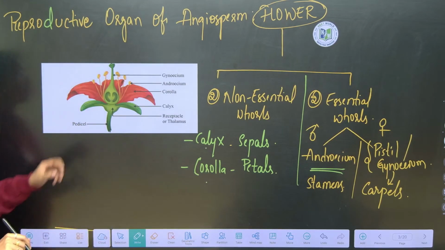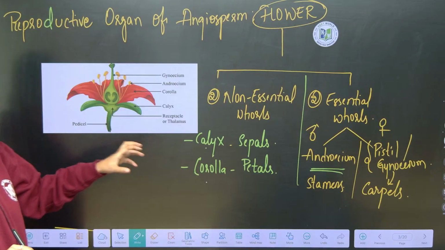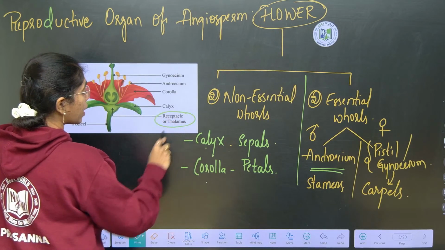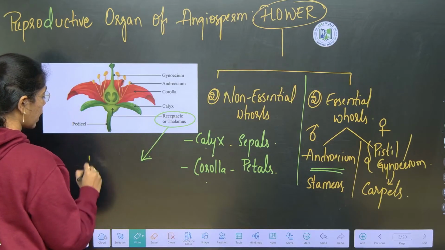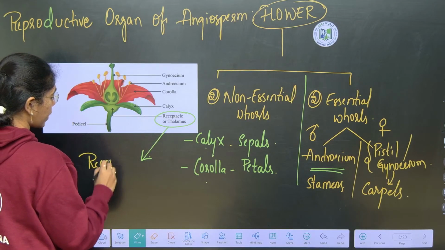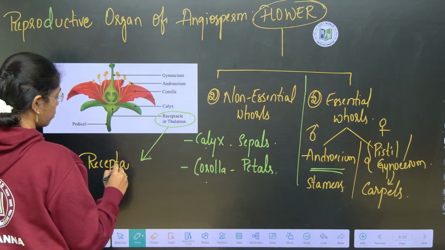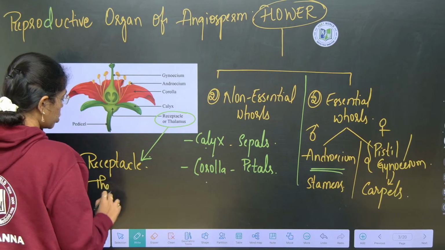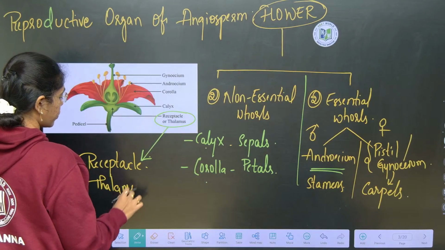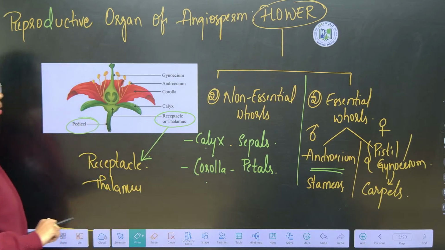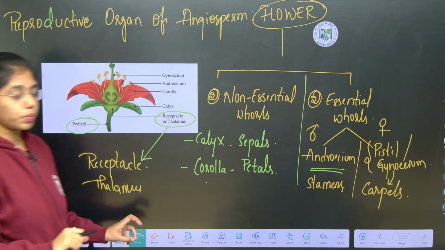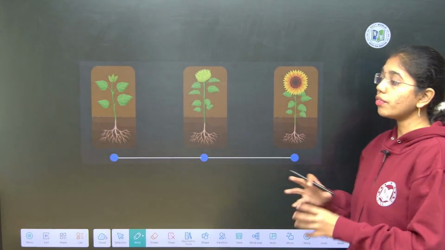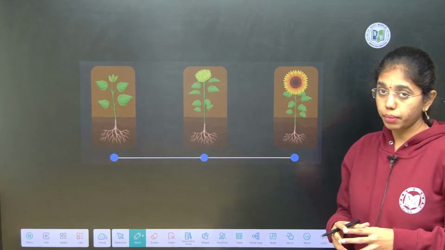Where are these essential and non-essential whorls present? They are present over the receptacle or thalamus, which is present over the pedicel. This is the basic description of a flower. Now we will go on understanding about how the flower is formed in a flowering plant.